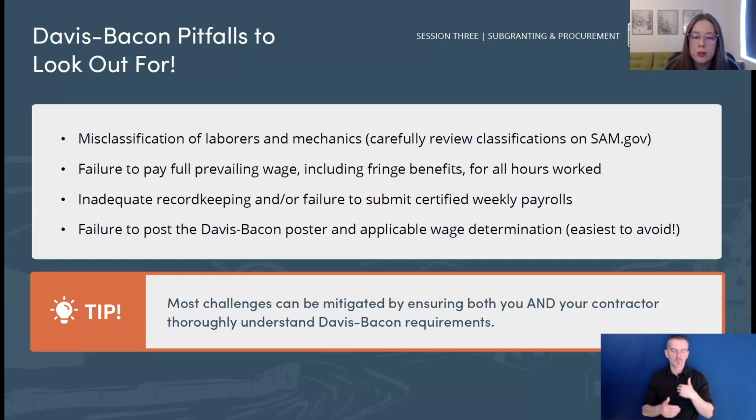So talk with your grant manager if you're having to meet these Davis-Bacon requirements. There's usually some tools that they would be able to provide to help make sure that you're capturing all the correct information from the start of your project.